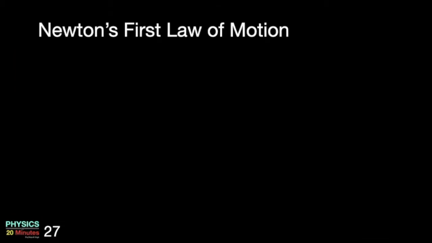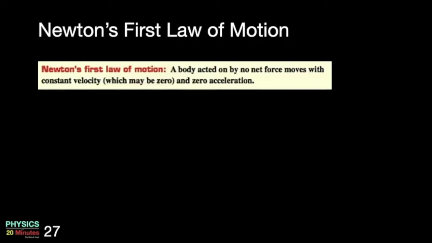So that brings us to Newton's first law. Newton's first law of motion says a body acted on by no net force moves with constant velocity, which may be zero, and zero acceleration. So here the important word is net. Net means resultant or sum total. So if the sum total of all the forces on a body is zero, then the body will move with a constant velocity which may be zero.